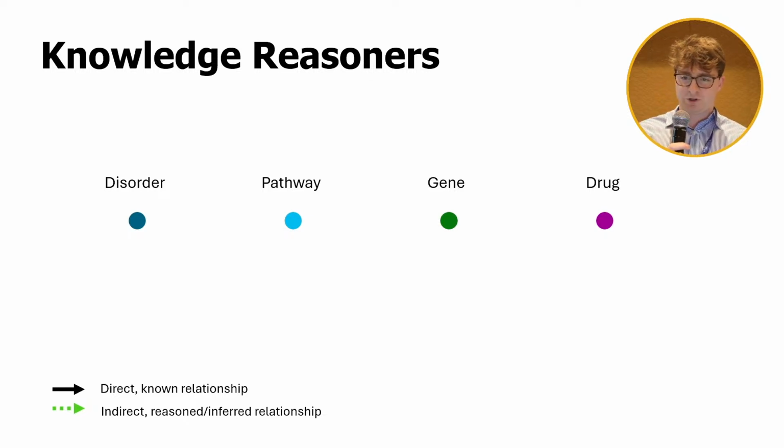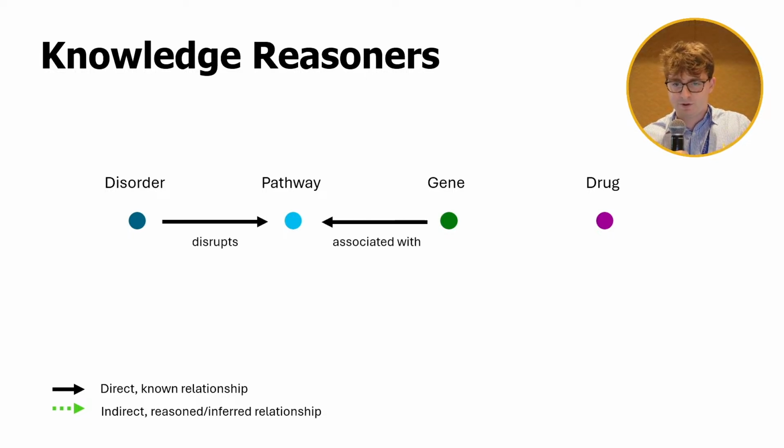For example, there could be a disorder that is known to disrupt a cellular pathway, and a gene that is associated with this pathway. There could also be a drug that's known to activate this gene. And these solid lines are represented as evidence in the form of a publication. Between each connection, there's evidence and literature and data that's been provided that really affirms that the relationships are there.